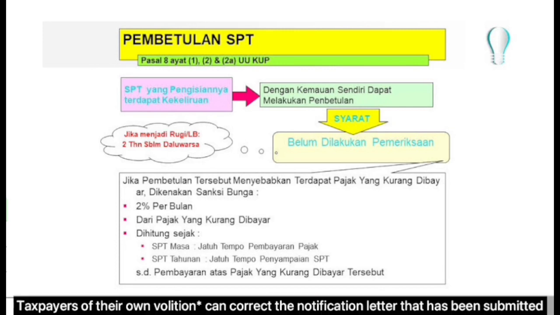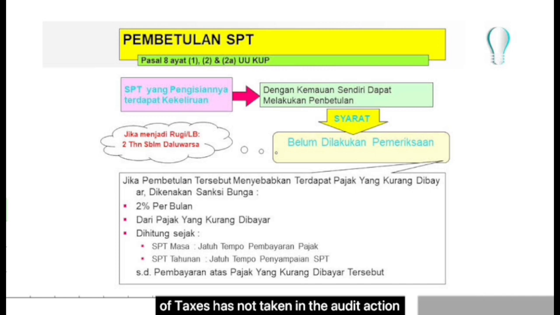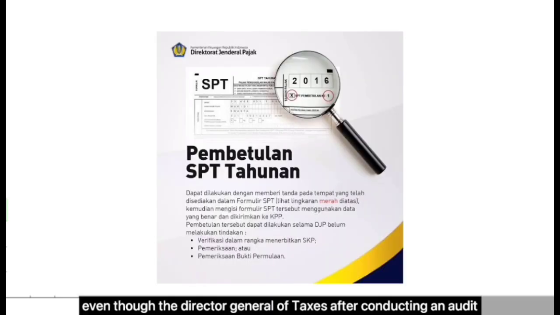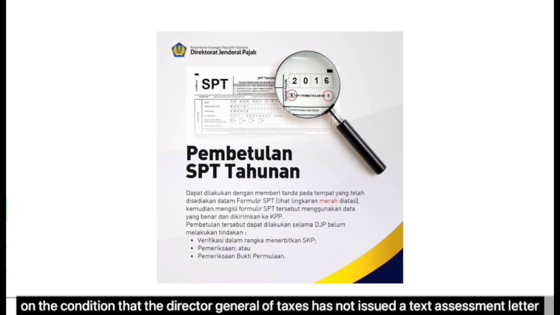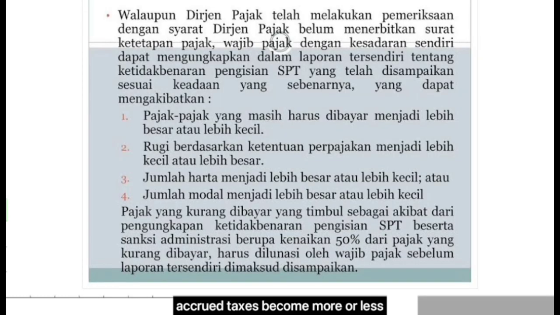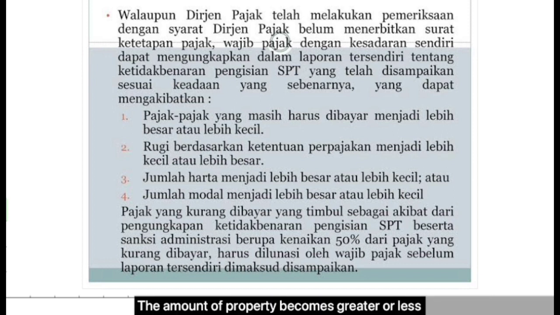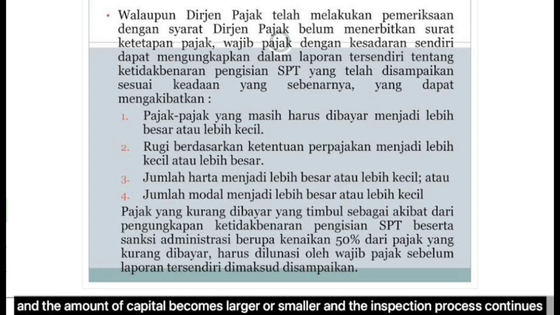Next is about tax return correction. Taxpayers of their own volition can correct the notification letter that has been submitted by submitting a written statement on the condition that the Director General of Taxes has not taken any audit action. Even after the Director General of Taxes has conducted an audit, on the condition that the Director General of Taxes has not issued a tax assessment letter, the taxpayer, upon becoming aware, may correct the notification letter if the accrued taxes become more or less, the loss based on the provision of taxation becomes smaller or larger, the amount of property becomes greater or less, and the amount of capital becomes larger or smaller, and the inspection process continues.